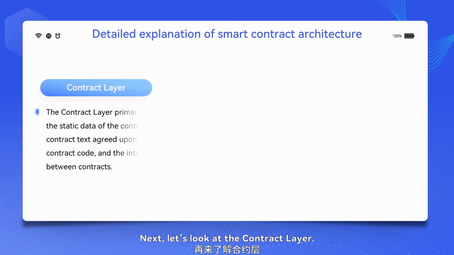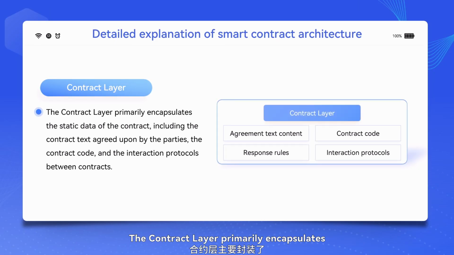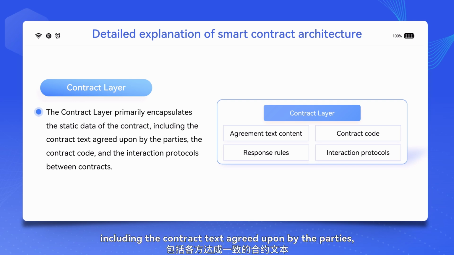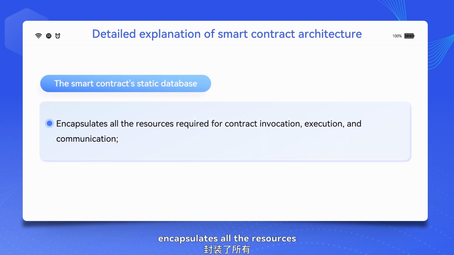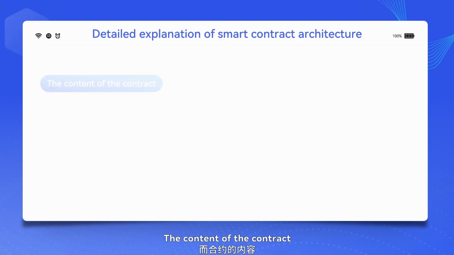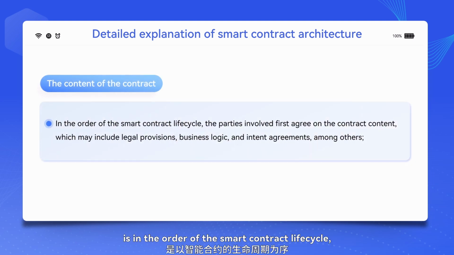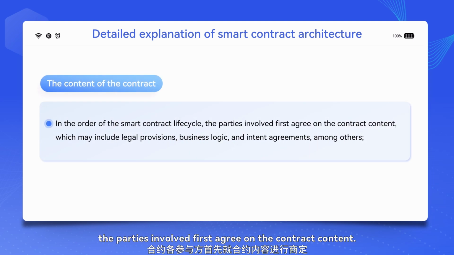Next, let's look at the contract layer. The contract layer primarily encapsulates the static data of the contract, including the contract text agreed upon by the parties, the contract code, and the interaction protocols between contracts. The smart contract static database encapsulates all the resources required for contract invocation, execution, and communication. The content of the contract is in the order of the smart contract lifecycle. The parties involved first agree on the contract content.